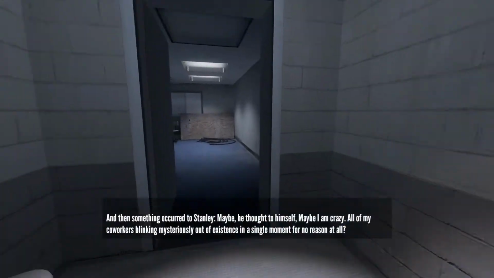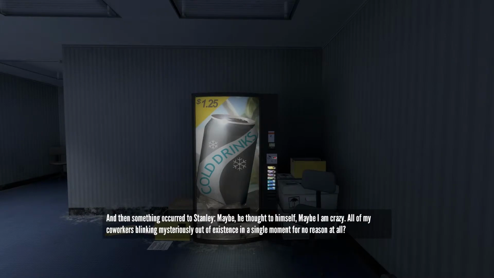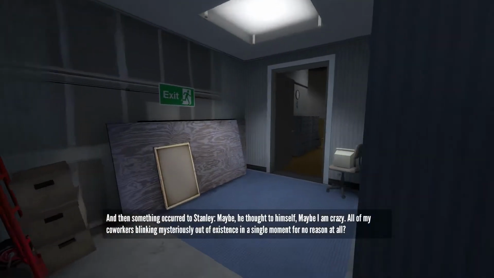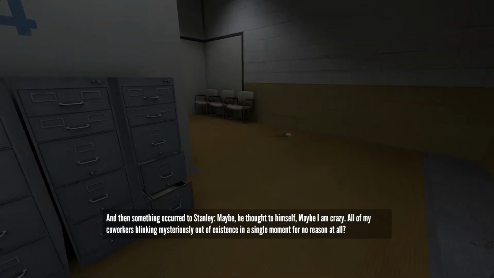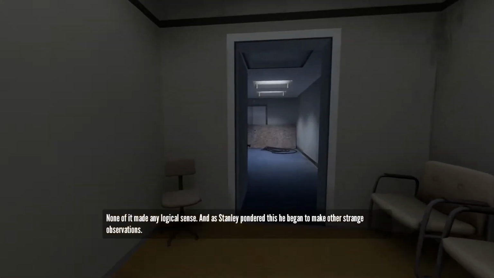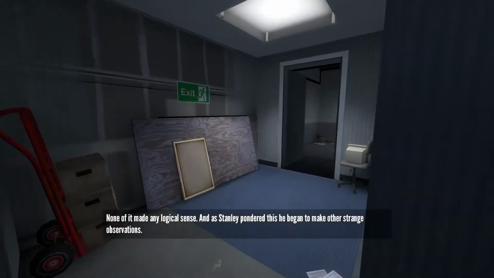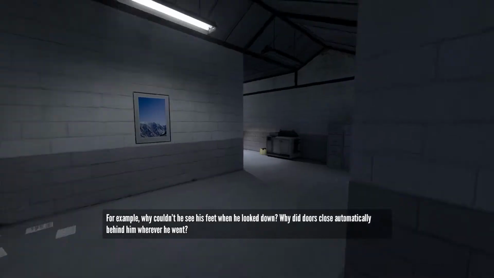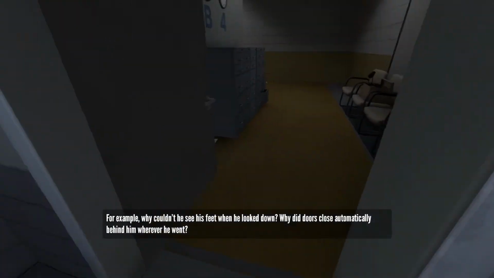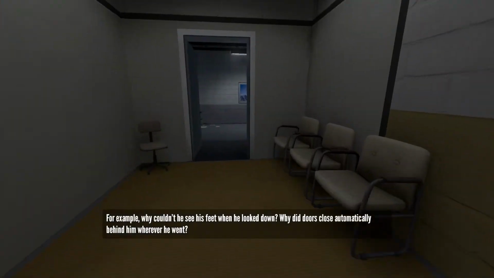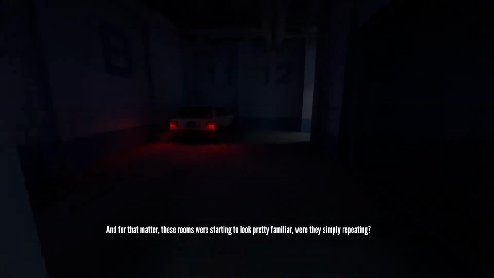And then something occurred to Stanley. Maybe, he thought to himself, I am crazy. All of my co-workers blinking mysteriously out of existence in a single moment for no reason at all. None of it made any logical sense. And as Stanley pondered this, he began to make other strange observations. For example, why couldn't he see his feet when he looked down? Why did doors close automatically behind him wherever he went? And for that matter, these rooms were starting to look pretty familiar. Were they simply repeating?